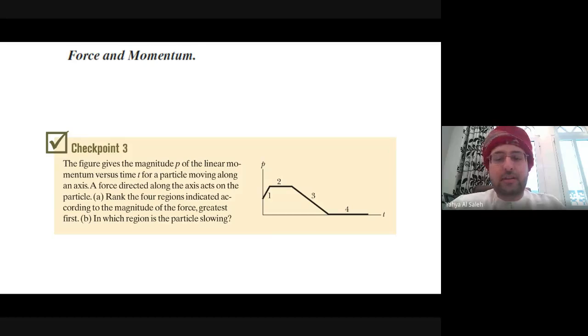If we have a figure that gives momentum and time, in 4 different chunks, 1, 2, 3, 4, and the figure gives the magnitude p of the linear momentum versus time for a particle moving along an axis. A force directed along the axis acts on the particle. Rank the 4 regions indicated according to the magnitude of the force, greatest first. What would it be?